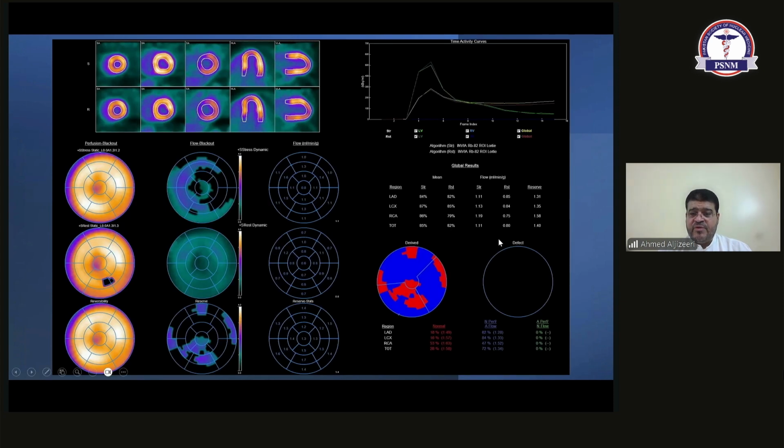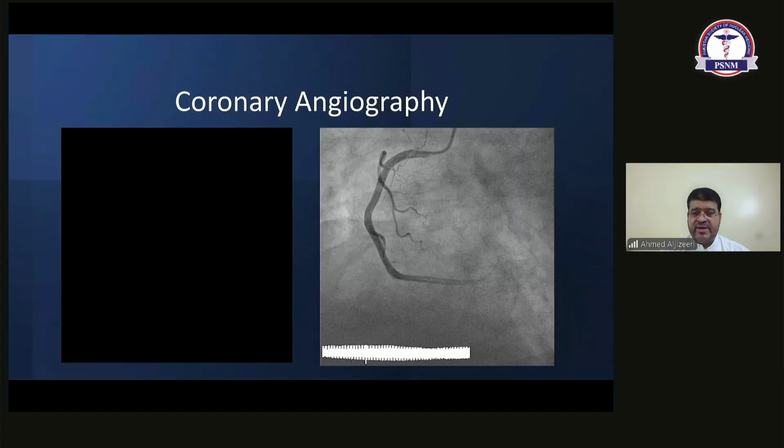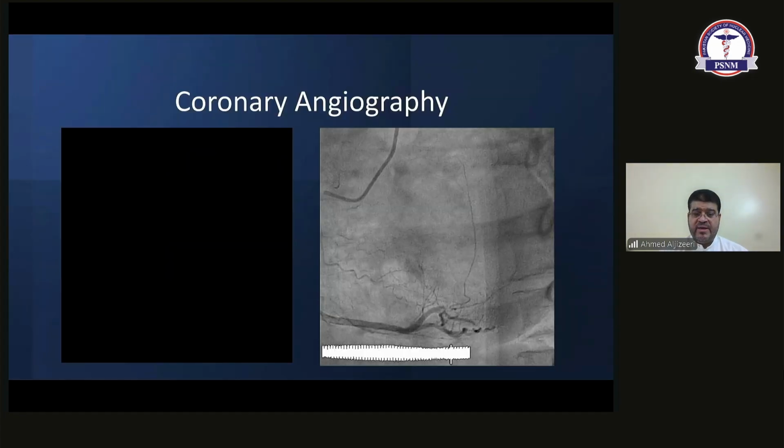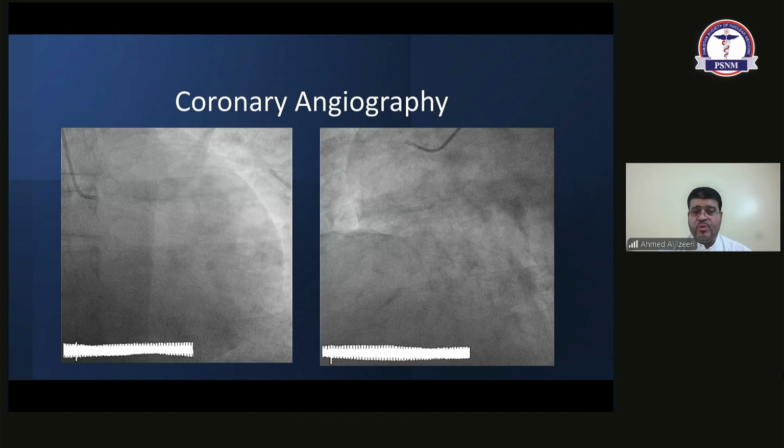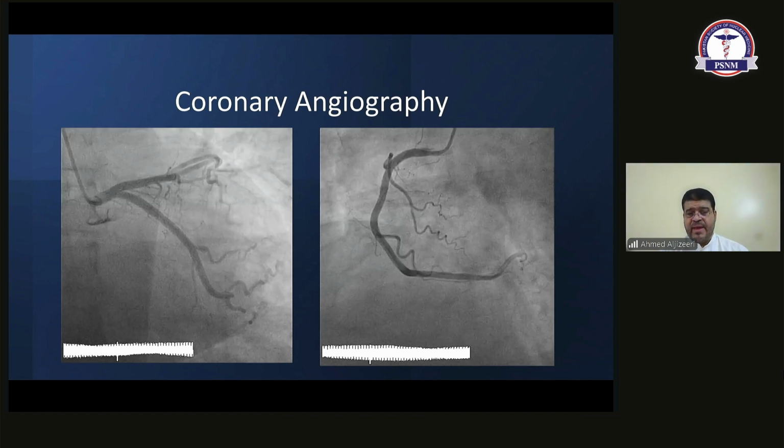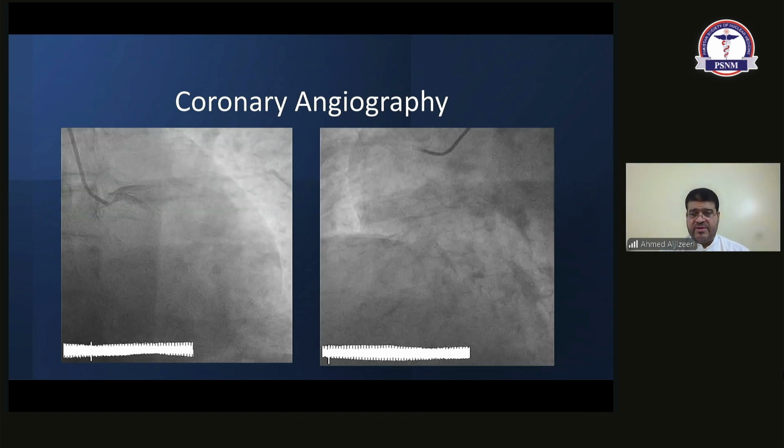Her resting flows are normal, but she has a significant reduction of stress or peak or hyperemic vasodilatory response, resulting in severely reduced flow reserve. Because of her risk factors, age, and severely reduced flow reserve, we thought that we should probably rule out significant epicardial coronary artery disease. And this is her coronary anatomy, which showed normal coronary anatomy. Therefore, we concluded that this patient has severe coronary microvascular dysfunction.